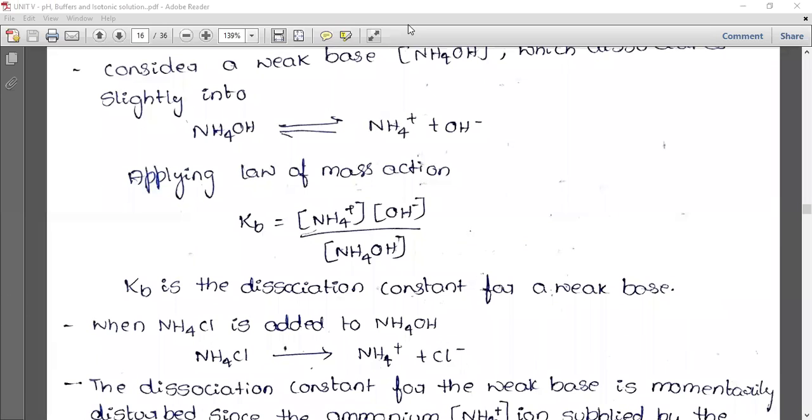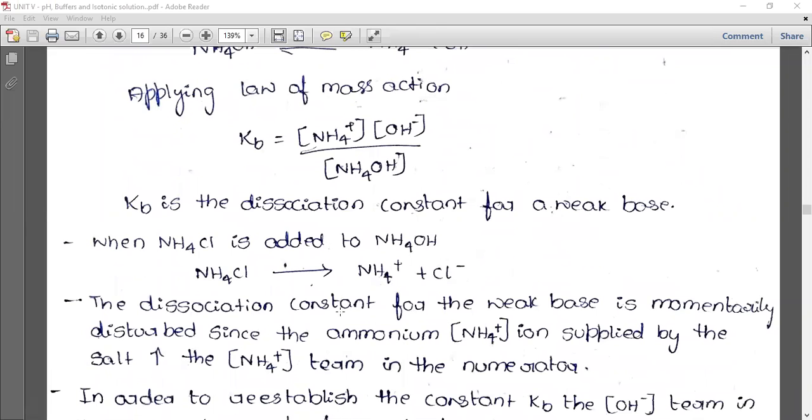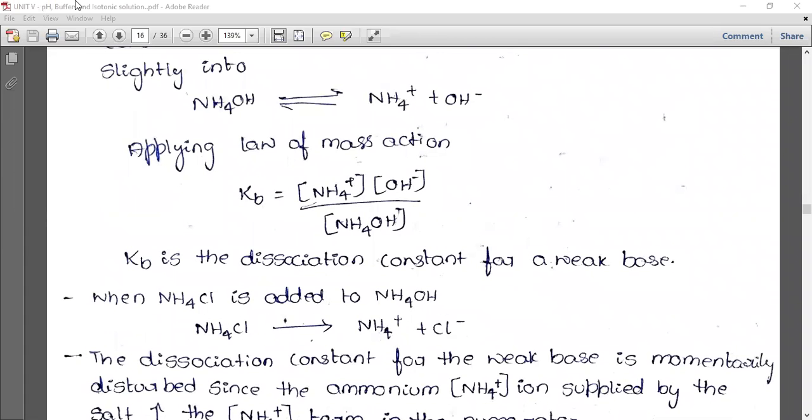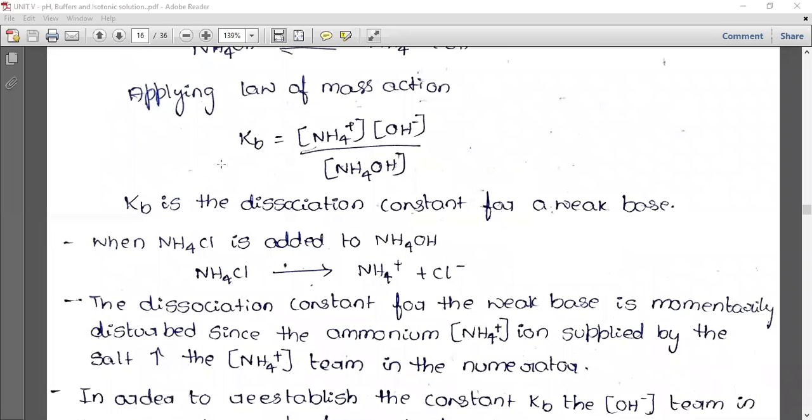So when we consider ammonium chloride, which is a strong salt, it will dissociate into ammonium ion and chloride ion completely. Similarly as we talked in the case of acid, on introducing ammonium chloride, indirectly we are introducing ammonium and chloride ions to this system, because of which you expect a momentary increase in the concentration of ammonium ion. So in the numerator, this concentration increases. So Kb, whichever was constant, is no more a constant. There is a change in this constant.